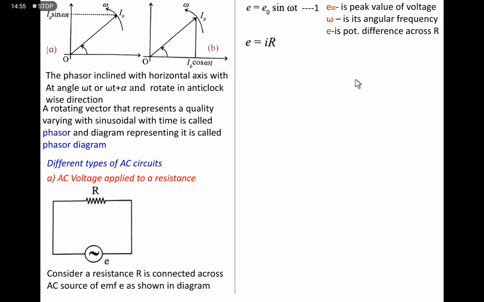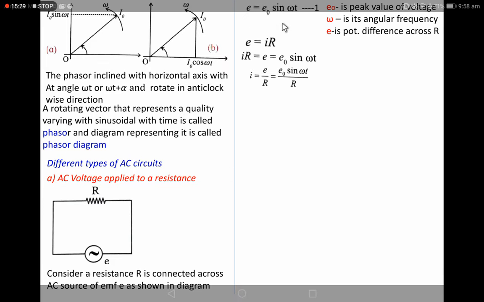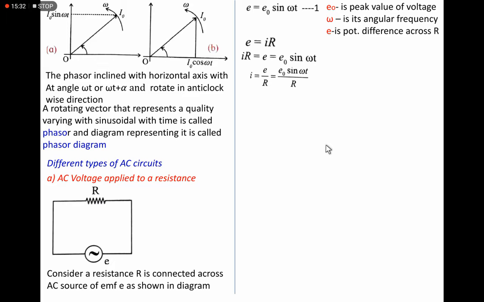Now E is equal to IR. We know Ohm's law, V is equal to IR. Here in the AC circuit, EMF is across the resistance, that is E. Therefore, E is equal to IR. Now, we'll write E is equal to E naught sine of omega t, and if we divide by R here, we'll get the equation of the current. EMF across the resistance is E naught sine of omega t.